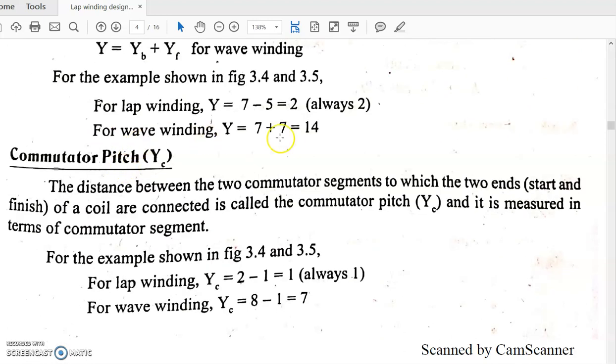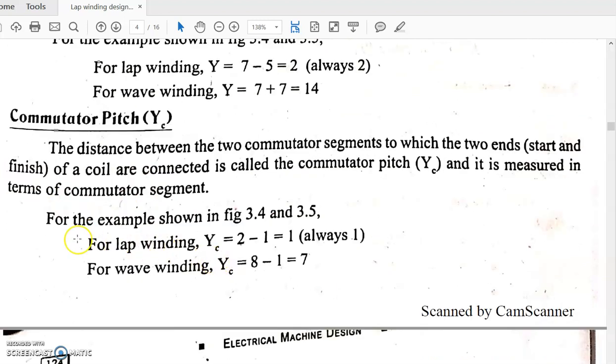Next one is the commutator pitch. It is the distance between two commutator segments to which the two ends, start and finish of a coil, are connected. For lap winding it is always 1. For wave winding we are calculating in terms of slots.